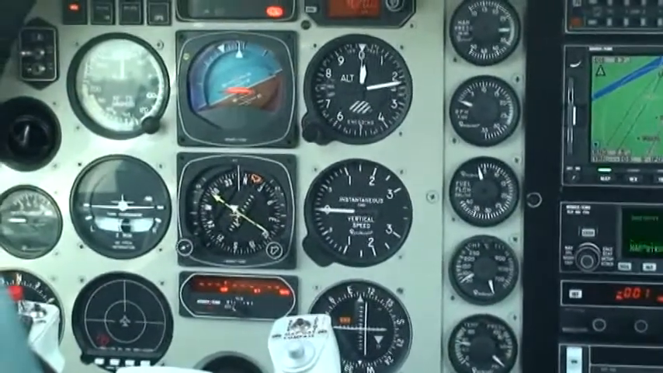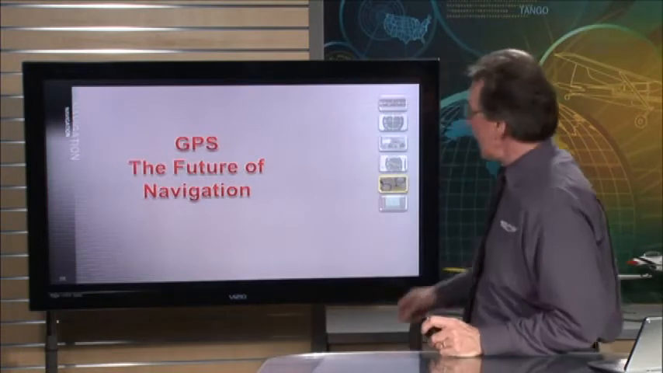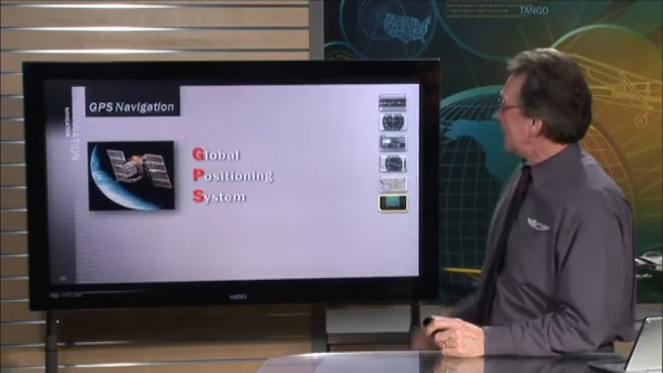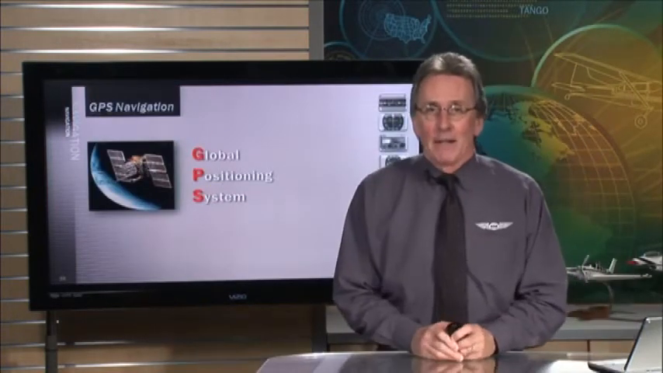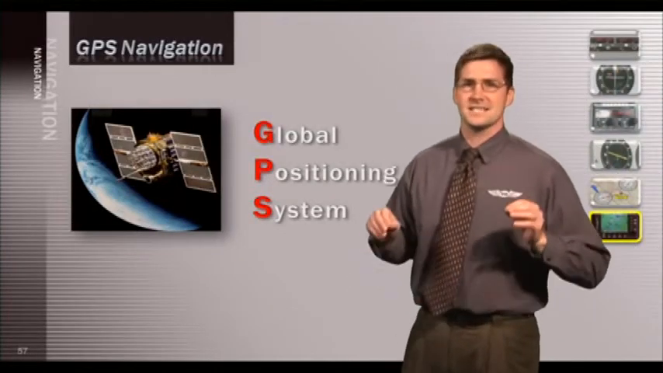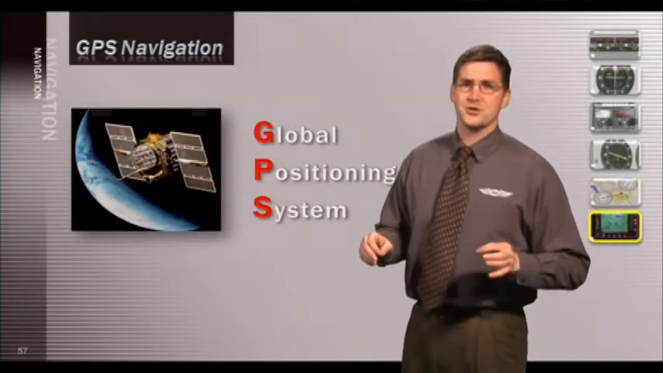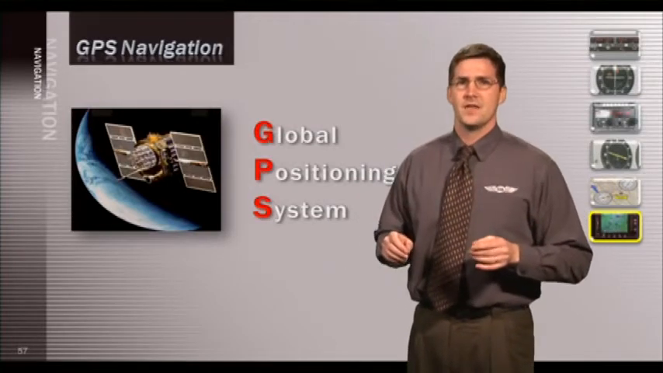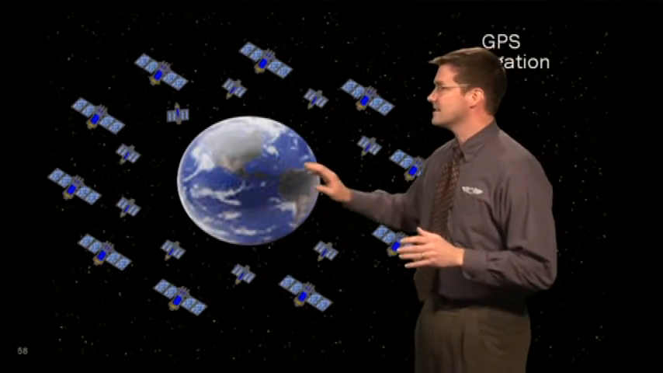Now, GPS uses a constellation of 24 satellites that are orbiting in space. Let's go back to the classroom right now. These satellites broadcast a signal. Each satellite transmits a position signal. A GPS receiver located in your airplane computes the aircraft position based on these signals.